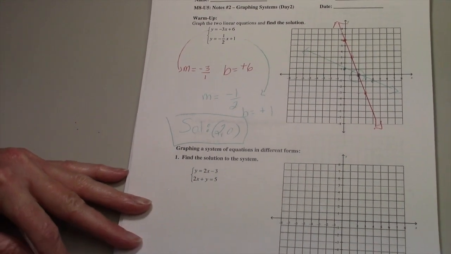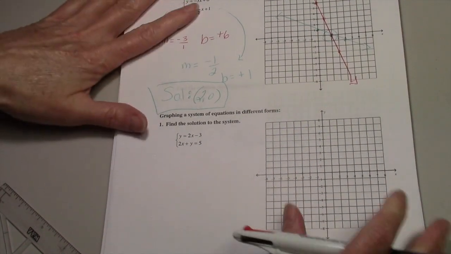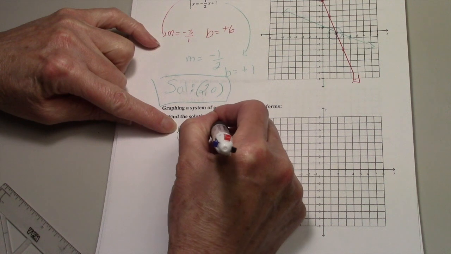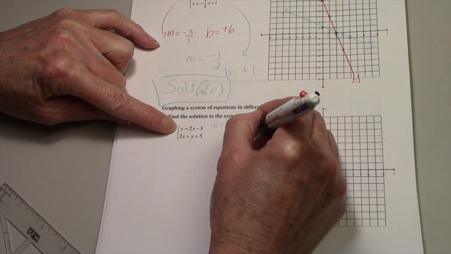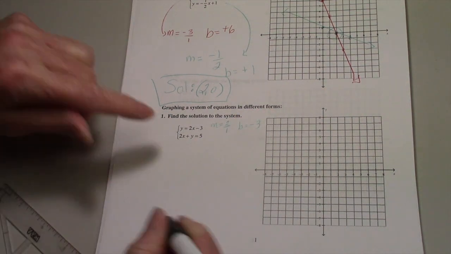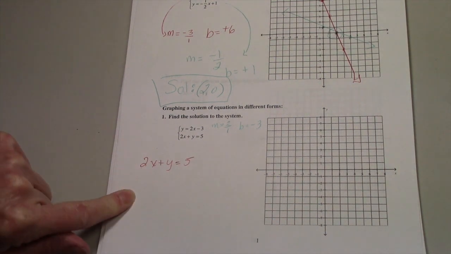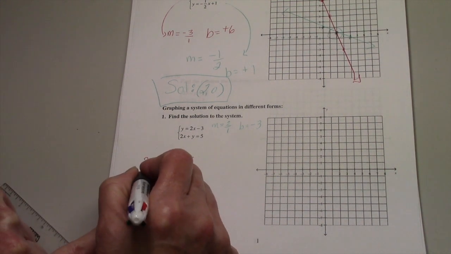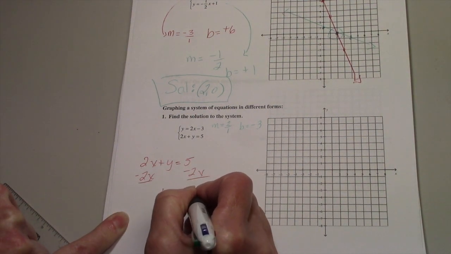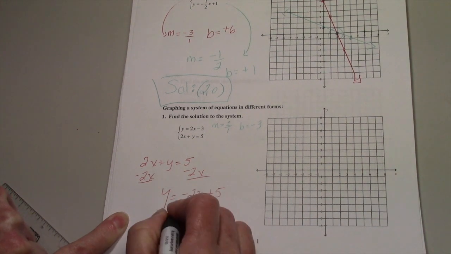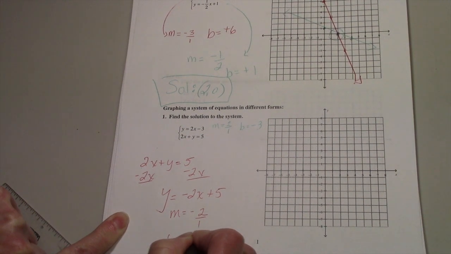This bottom one. Okay, let's see if I can fit it. We got it. First one's nice and easy. The m is 2 over 1, and the b is a -3. The second one, not so easy. 2x plus y equals 5. I want y alone, so I have to bring the 2x over. So I go -2x, -2x. So I get y equals -2x plus 5. So the m here is -2 over 1, and the b is +5.